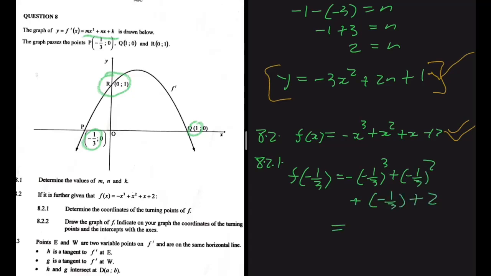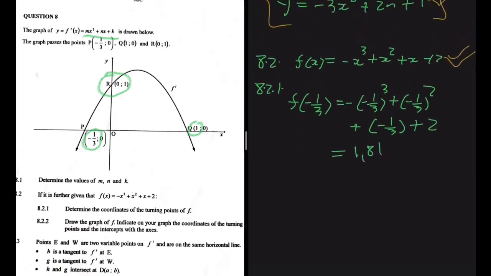I'm getting 49 divided by 27, right? Which I'm just going to round off to 2 decimal places and write as 1.81, right? Now let's substitute the other point, which is 1. So we're going to have minus and then multiply by 1 to the 3 plus 1 to the 2 plus 1 plus 2, right? And that should be equals to 3.